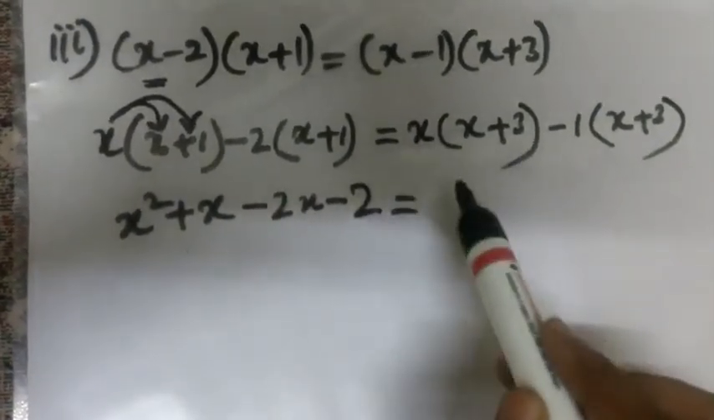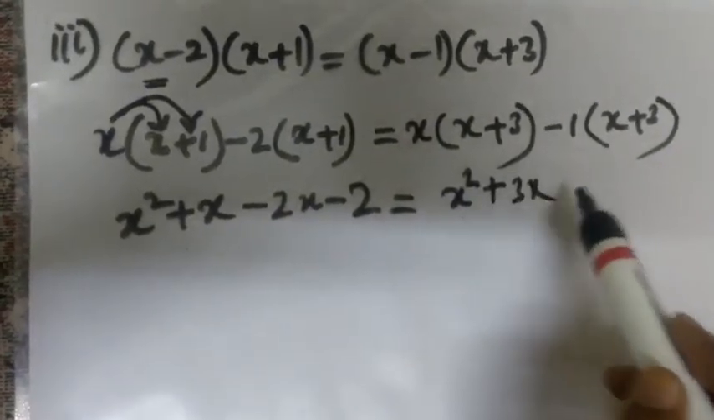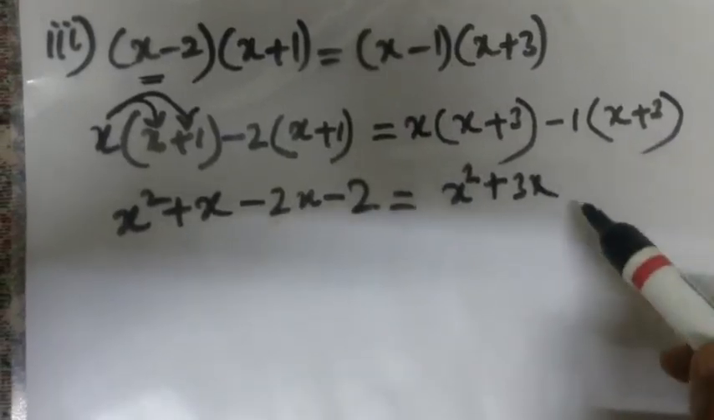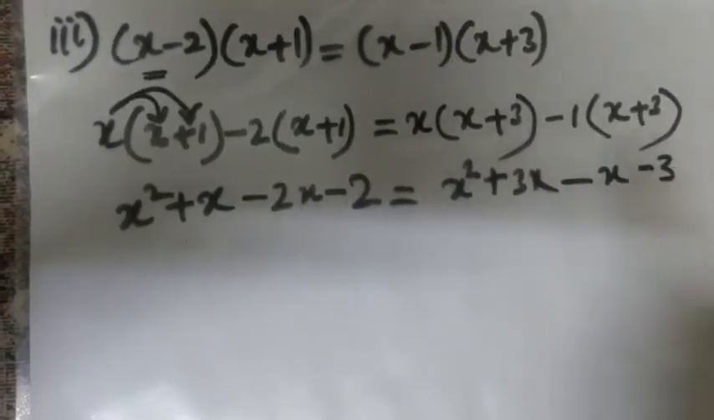It is equal to x into x, x square. x into 3 is 3x. Don't write x3, write down 3x. Minus x ones are x. Minus into plus, minus 1 3 is 3.